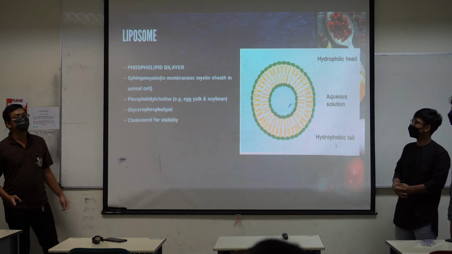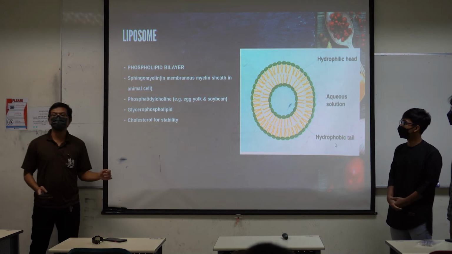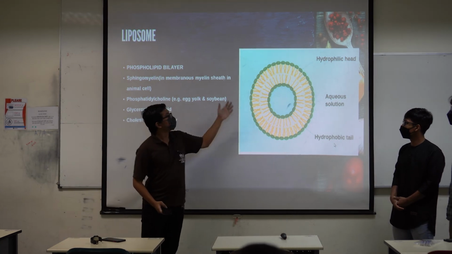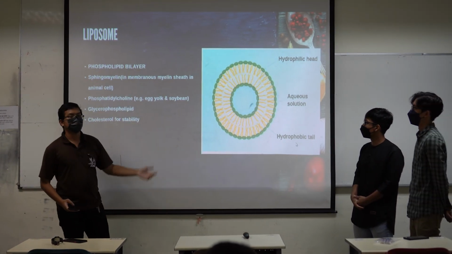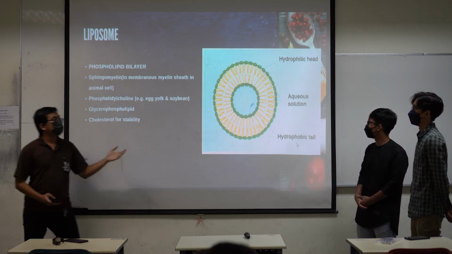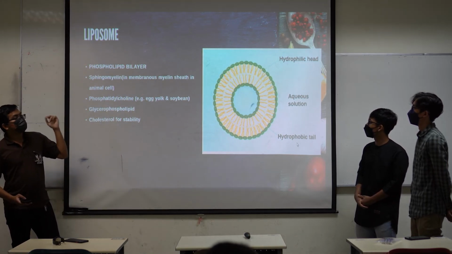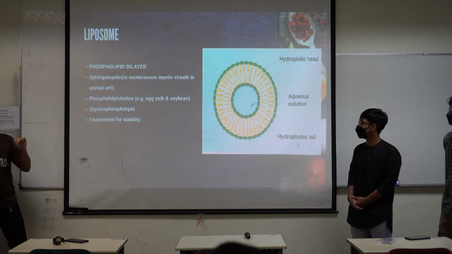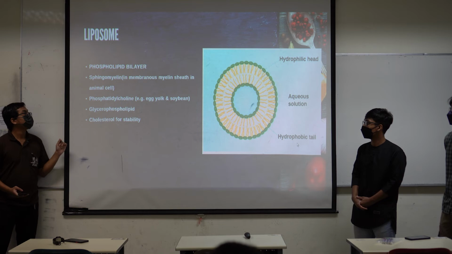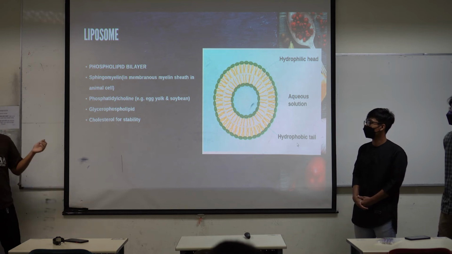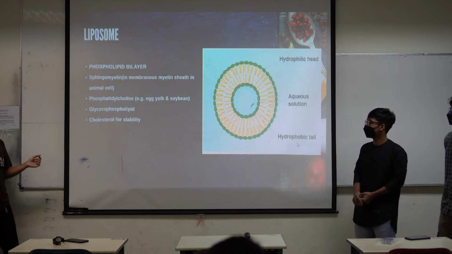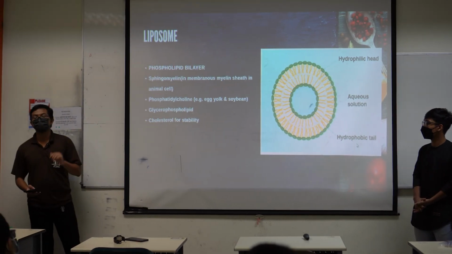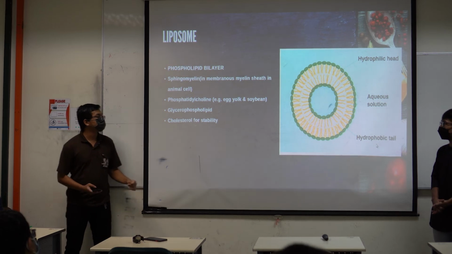So one of the ways to make bionano drug delivery work is by encasing them in liposomes. You can see here, it's similar to the cell phospholipid bilayer, hydrophilic head, hydrophobic tail, and it can also contain sphingomyelin, which can be extracted from the membranous myelin sheath in animal cells, and phosphatidylcholine from egg yolk and soybean, and also glycerophospholipid. And we can also add cholesterol to increase the stability and prevent the leakage of the liposome.